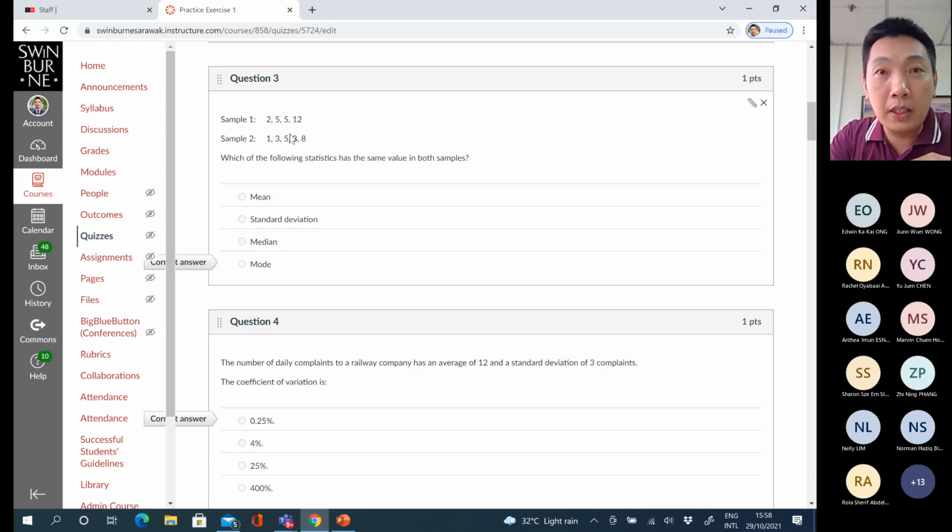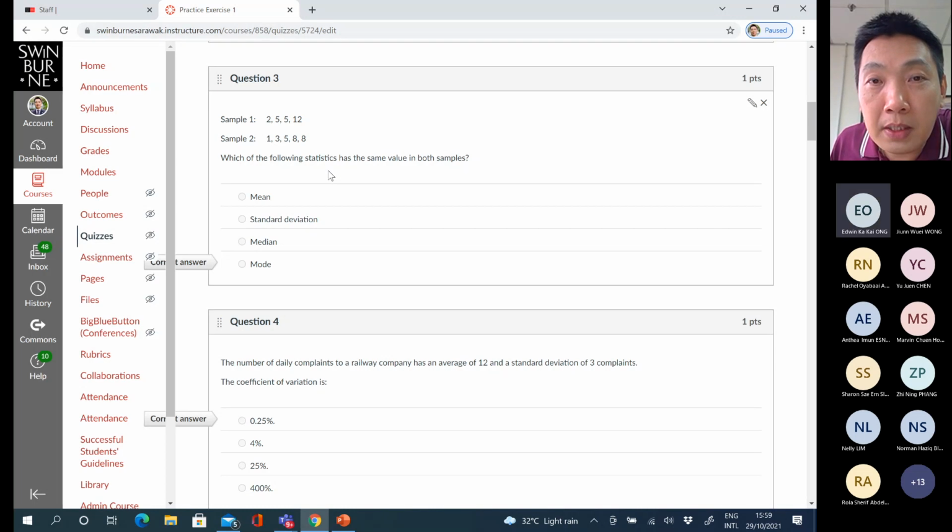So this question is, there are two different sets of data, two separate sets of data, sample 1 and sample 2. You're asked to identify which of the following statistics have the same value in both samples. In order to answer this question, we need to calculate the mean. Because it's in sequence, I'll calculate the mean value first.